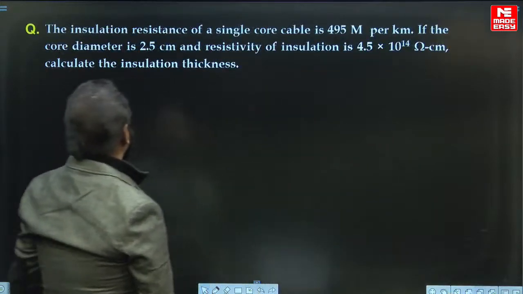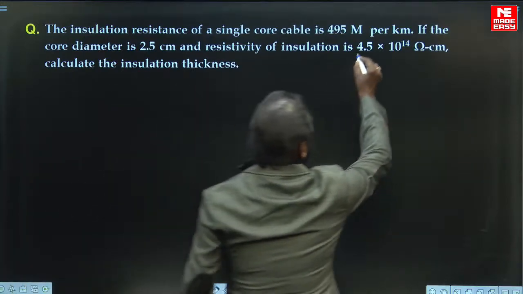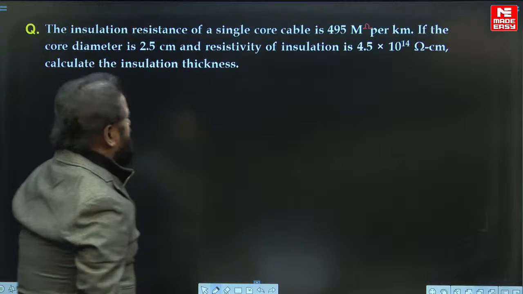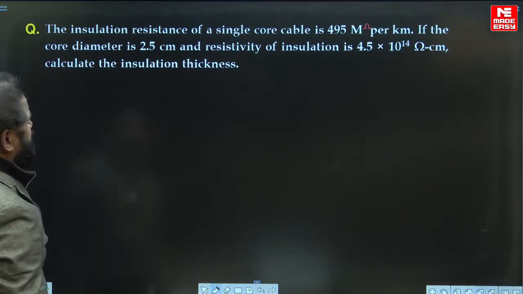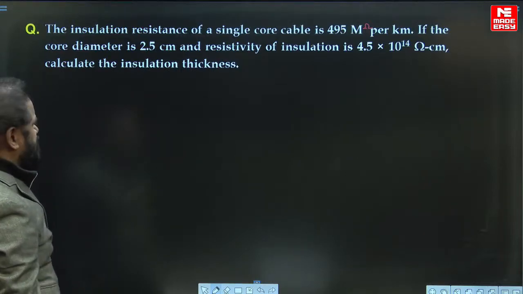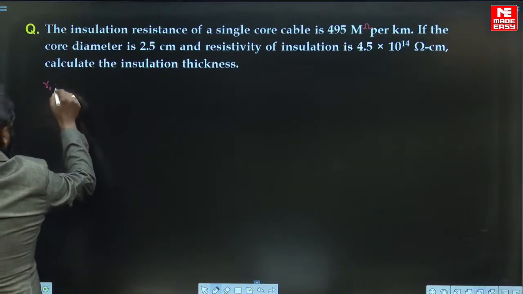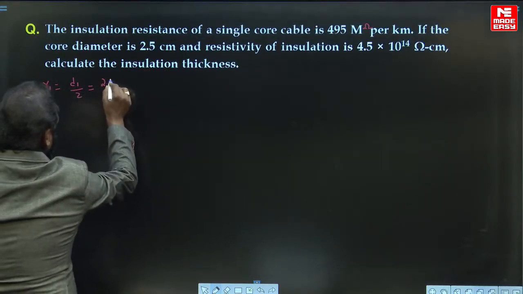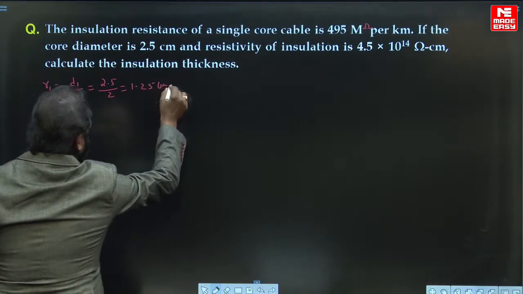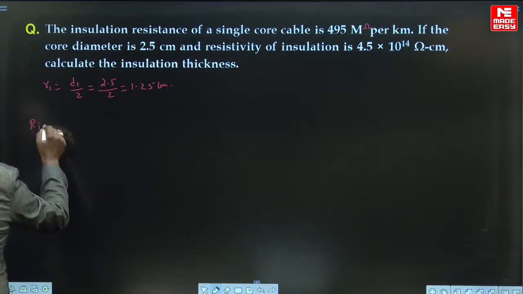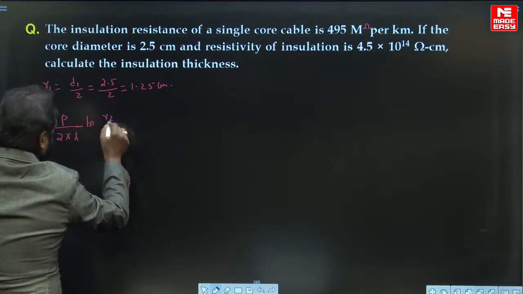Next, the insulation resistance of a single core cable is equal to 495 megaohm per kilometer. If the core diameter is equal to 2.5 centimeters, and the resistivity of insulation is equal to 4.5 into 10 power 14, calculate the thickness of insulation. Here also the core diameter has been given, that R1 is equal to D1 by 2, that is 2.5 by 2, equal to 1.25 centimeters. Here also you have to recall the same formula, Ri equal to rho by 2 pi L into ln R2 by R1.